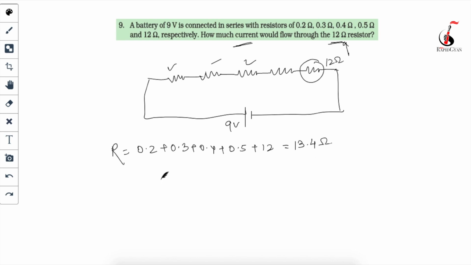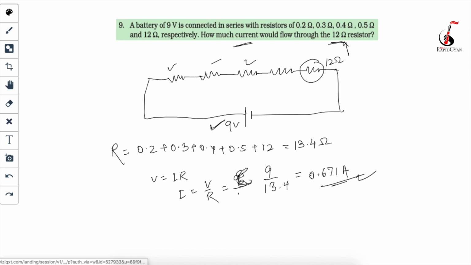Now you will have to find I. So V is equal to IR, so I will be equal to V upon R, correct? So what is your V? V is your 9 volt. So 9 upon 13.4, which you will solve, you will get 0.671 ampere. That's your answer. Okay, this was also a simple question.